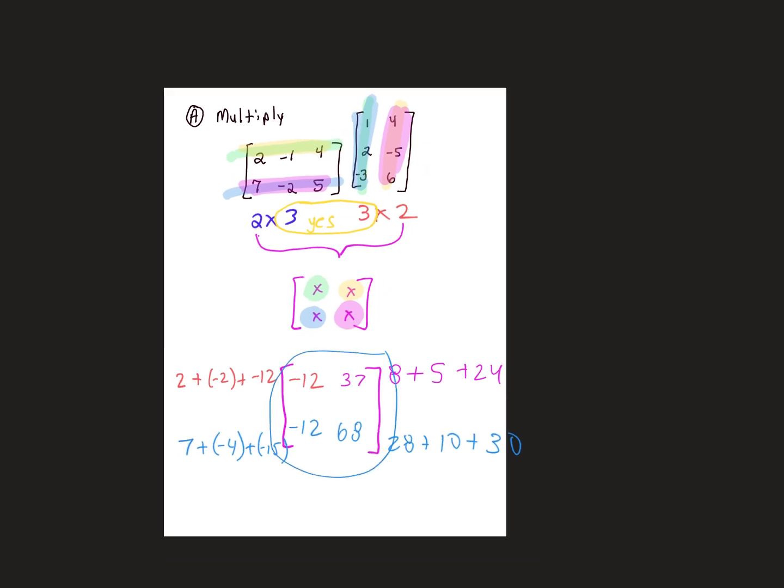Now, once you do a couple more of these, you get the hang of it. But it's very, very helpful to have some sort of color system, whether it be colored pencils, highlighters, that sort of thing. Sound good? All right.